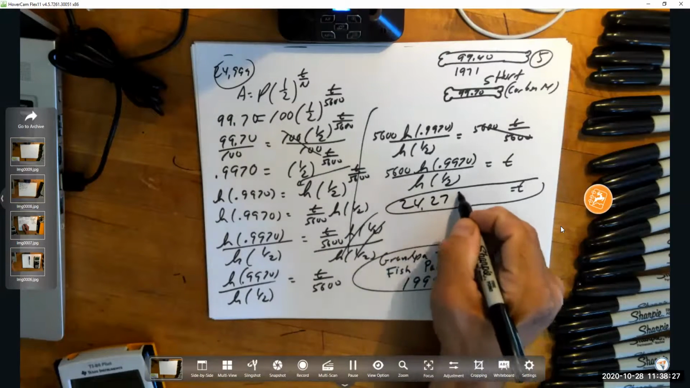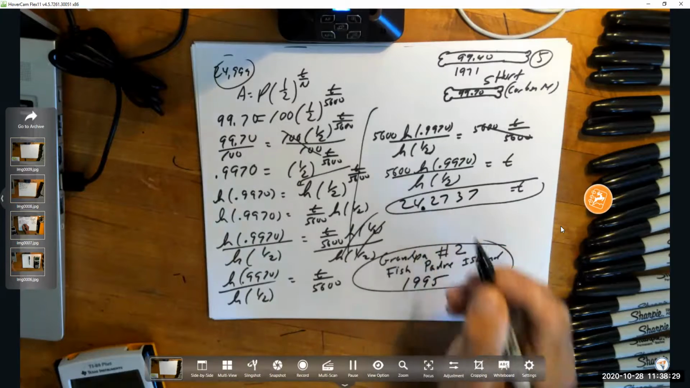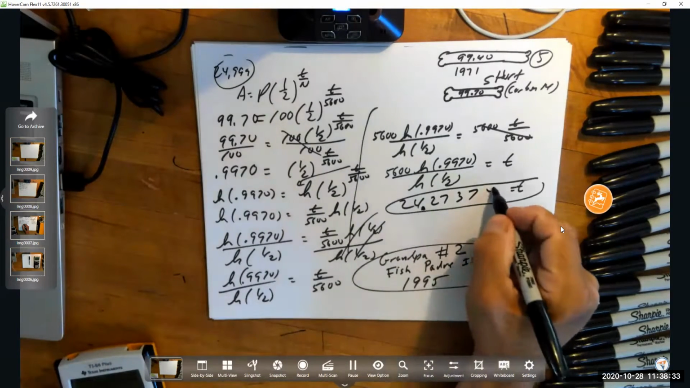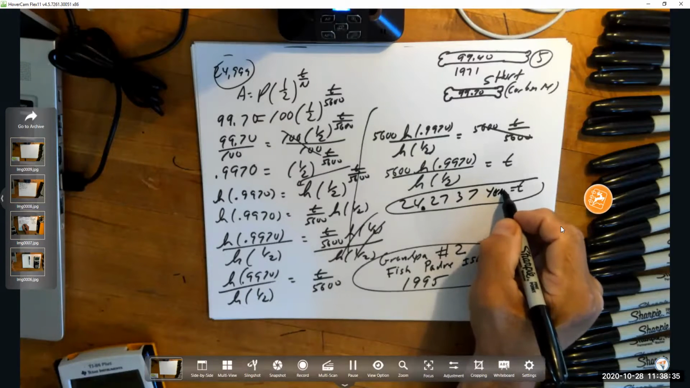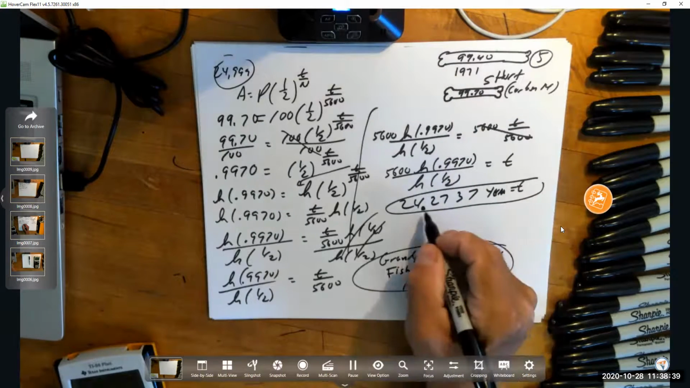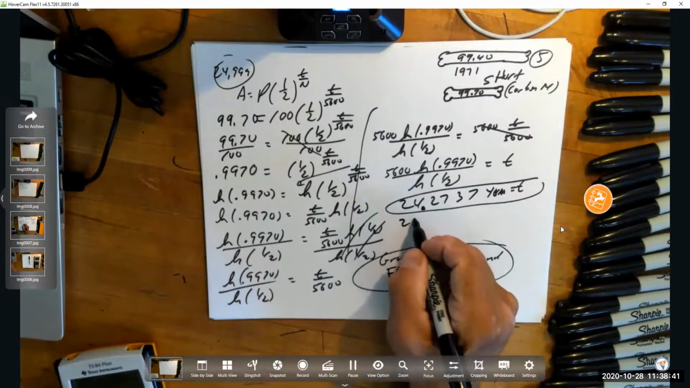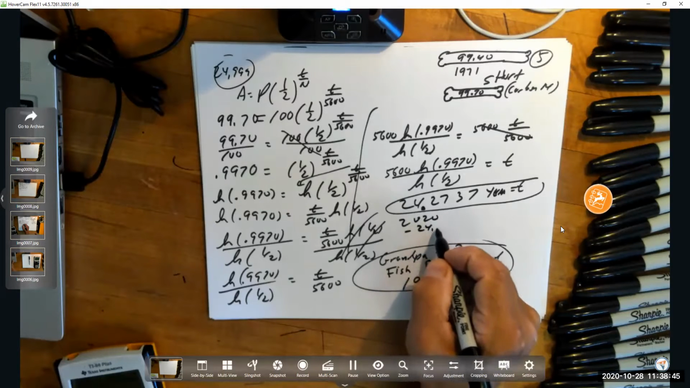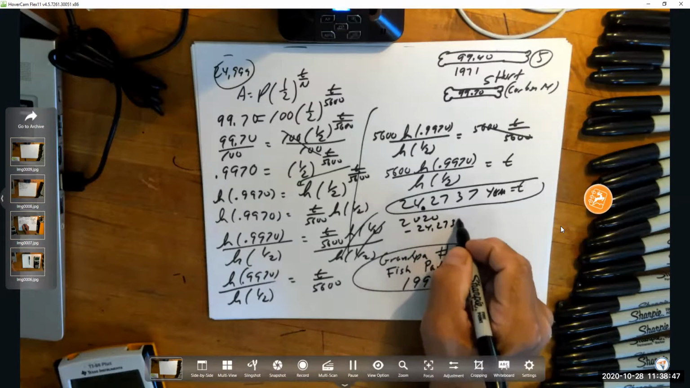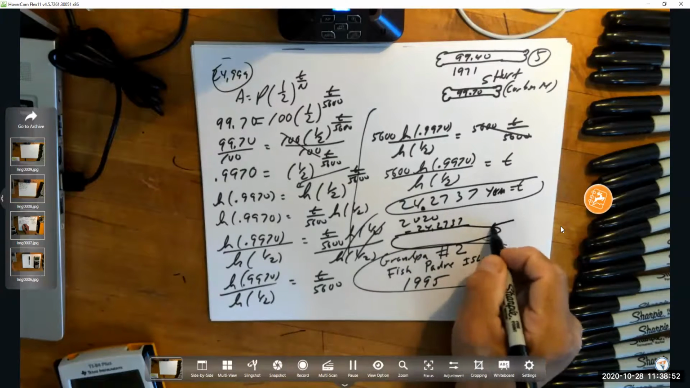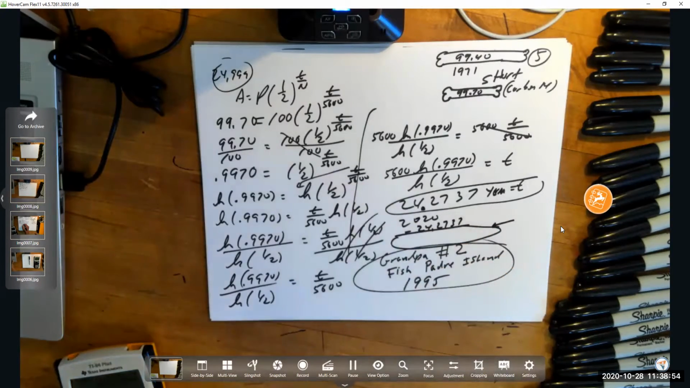24.2737. All right. Is that okay? Yes, sir. And this is years. Years ago, this next bone was dead 24.27 years ago. So I want you to do the same thing. I want you to subtract those two numbers. Subtract 2020, today, right now, this year.